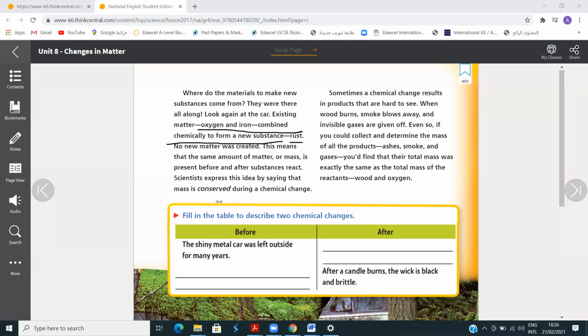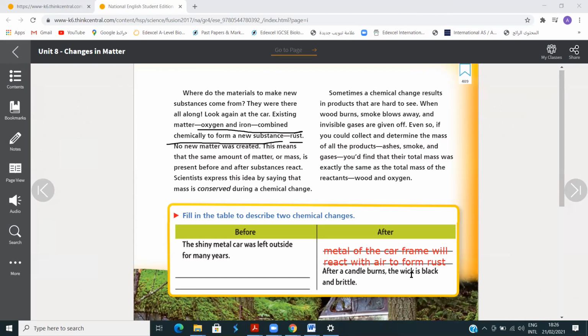So we can see here the metal in the car, the iron of the car frame, will react with what? Will react with oxygen in the air to form rust. To form rust. That is the rust. Rust means the iron reacts with air, so a new substance forms, that is the rust. Rust is iron oxide.